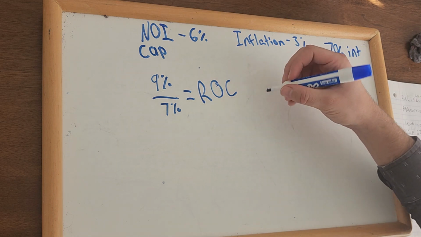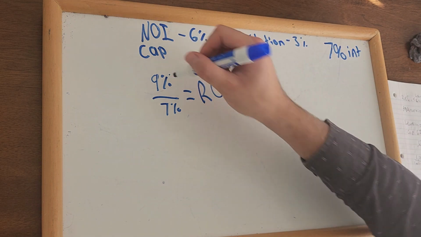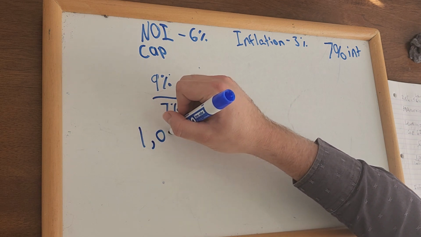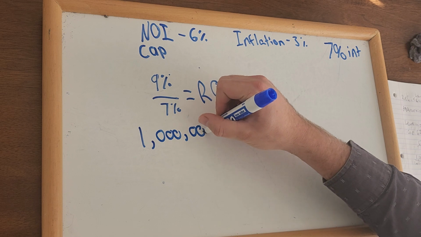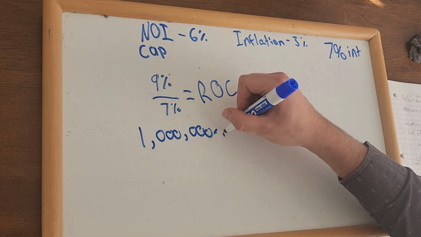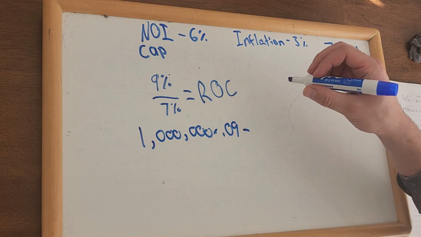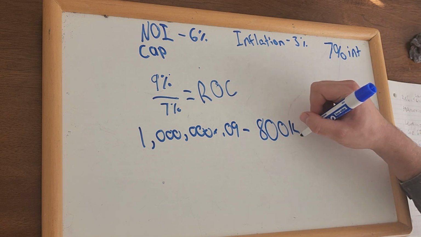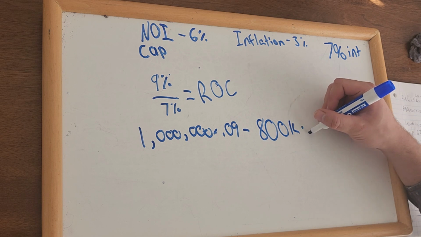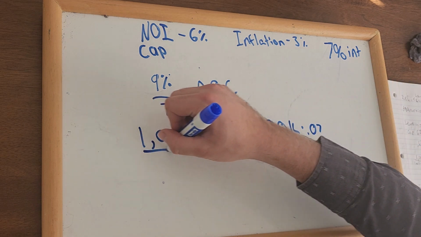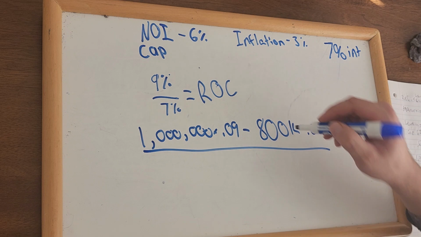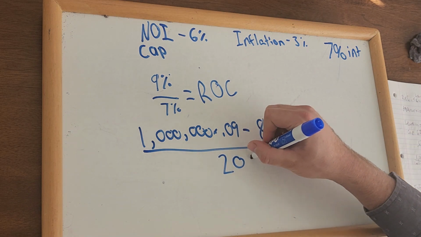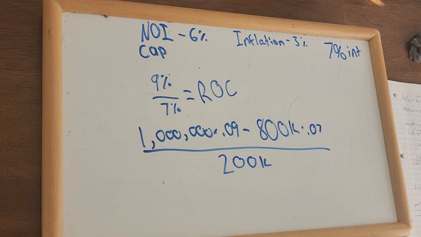So let's do the math on a $1 million property here, right? So we got a $1 million property. So the value of the property, we're going to multiply times 9%. So we got $1 million times 0.09 minus our loan. Let's say we have a loan of $800,000, okay, times 0.07, all right? And we're going to divide that by the difference between $1 million and $800,000, which is $200,000. It's also known as your down payment.